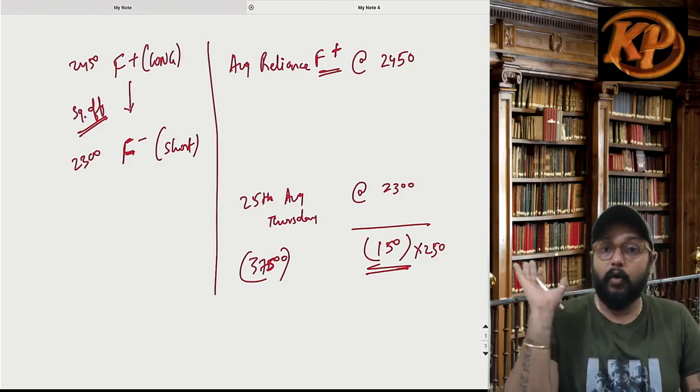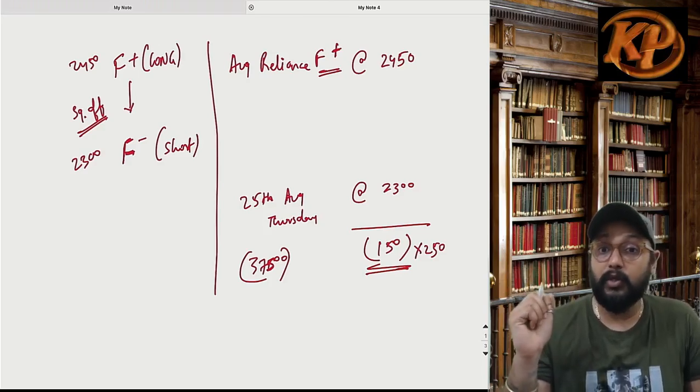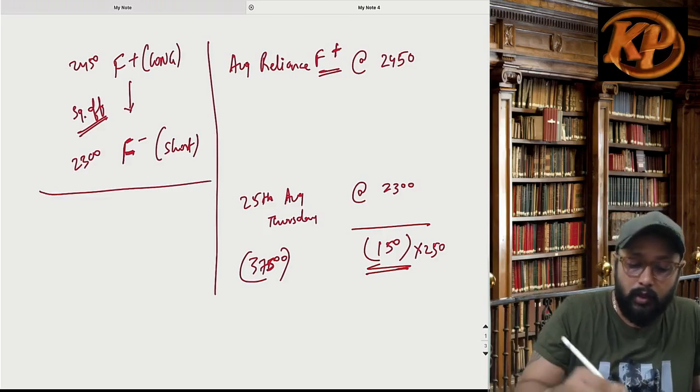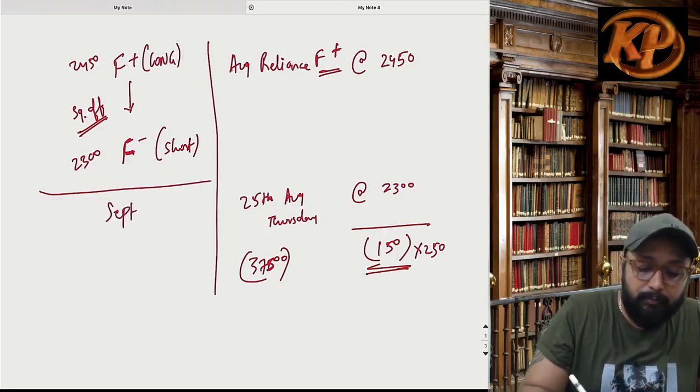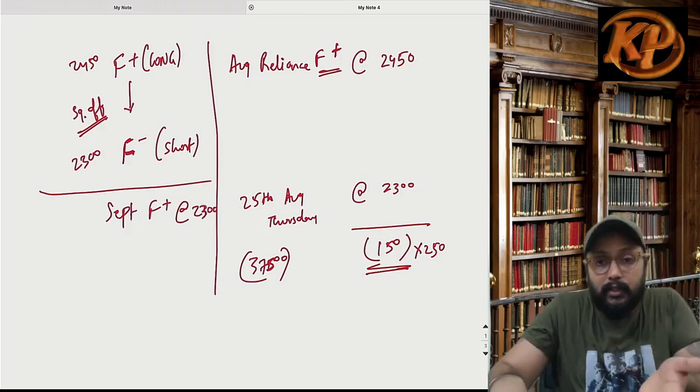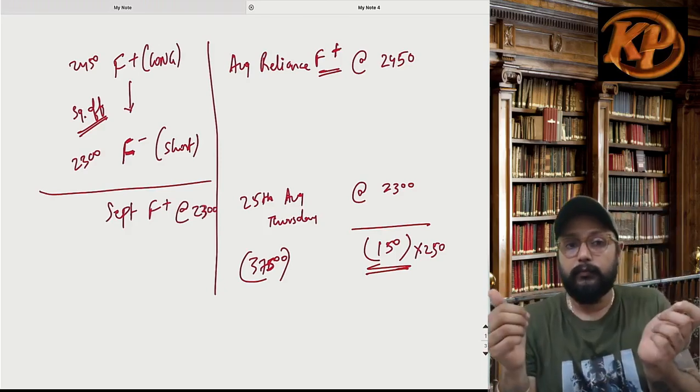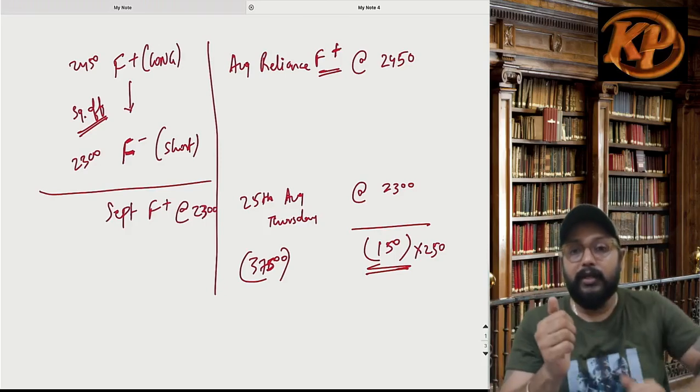Do you want to get rid of Reliance? No. I'm still confident about the fundamentals of Reliance, so I want to keep my position. What is the next thing you will do? You will take September's F plus. At what rate? Close to 2300. That is the rate prevailing today, no? So your next contract will be for 2300 only, no?